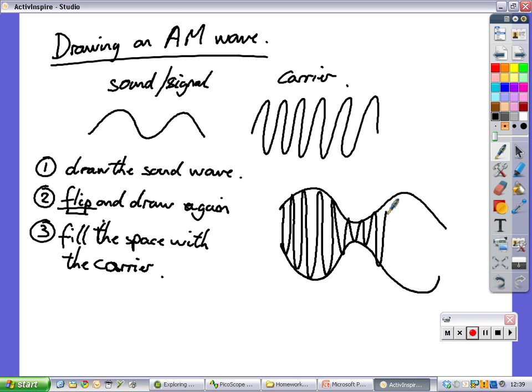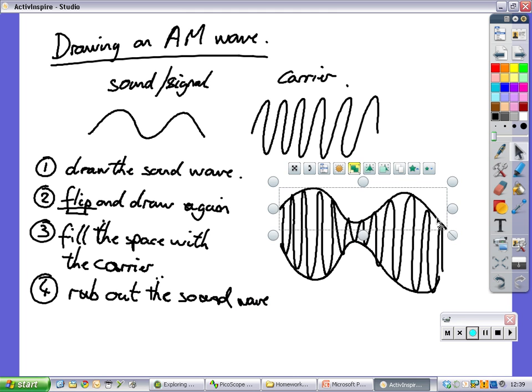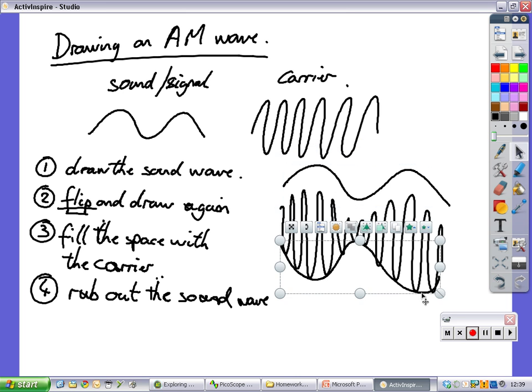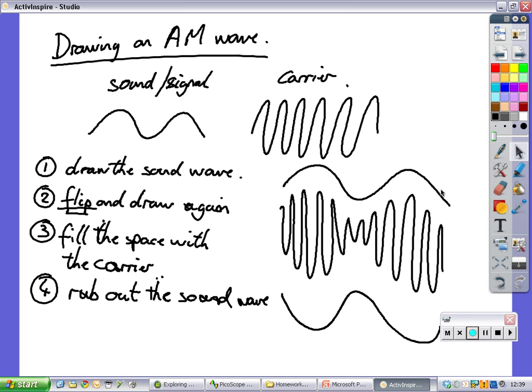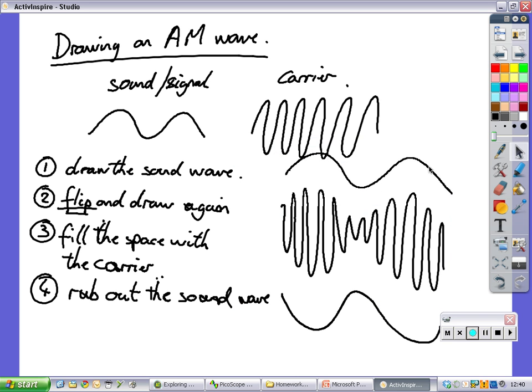with the carrier. And if you've got enough space and enough time after that, the last stage you would do is you would rub out those sound wave lines. So number 4, rub out the sound wave. So I would then take the sine wave from the top and the bottom, and I could take that away. I could take that away. So I would drop those two out if I could.